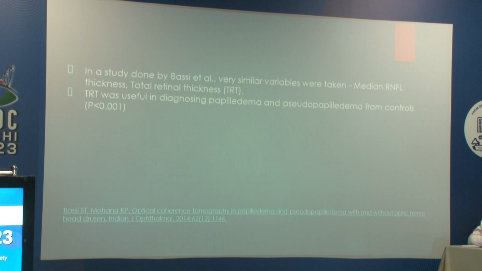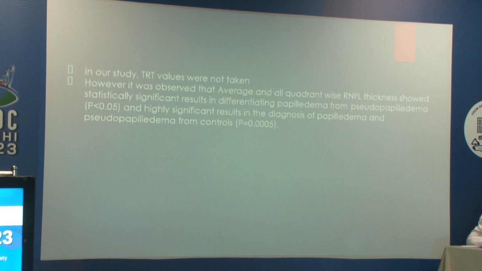In a study done by Bassi et al., very similar variables were taken, where median RNFL thickness and total retinal thickness were taken. The TRT values were useful in differentiating papilledema and pseudopapilledema from controls in their study. In our study, however, TRT values were not taken. However, it was observed that the average and all quadrant-wise RNFL thickness showed statistically significant results in determining papilledema from pseudopapilledema, and highly significant results in diagnosing papilledema and pseudopapilledema from controls.